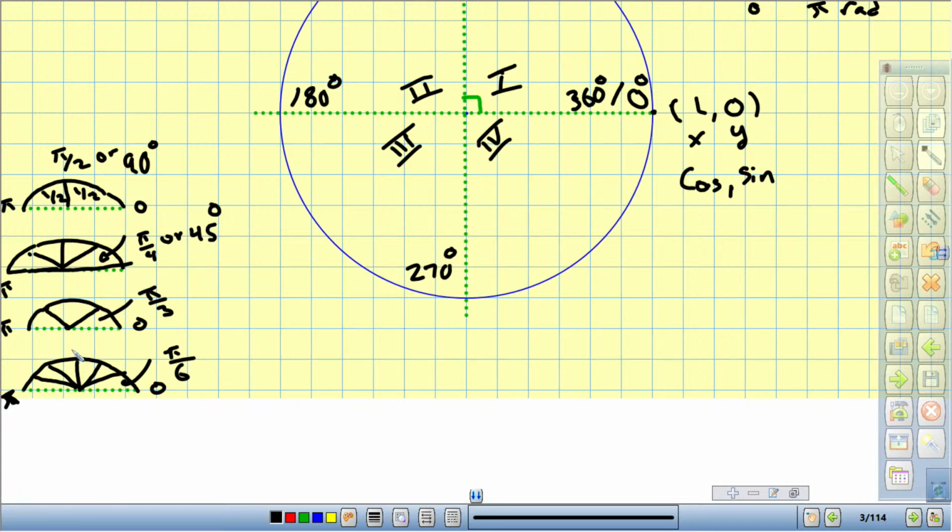Okay, what about pi over 3? Well, again, I'm going to take the 180 degrees, divide that into 3. So try to do that and let me know how much.